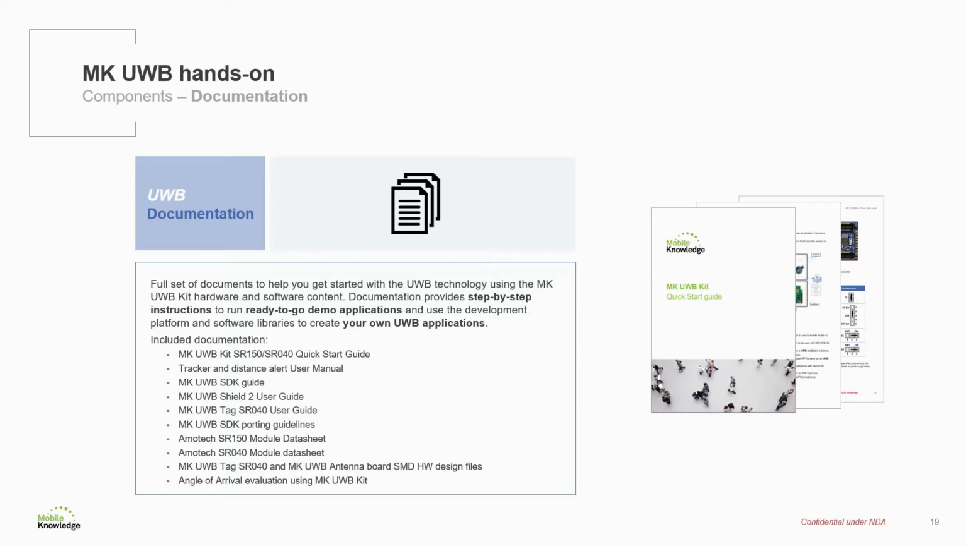It includes the MK Ultrawideband Kit SR150 SR040 Quick Start Guide, the tracker and distance alert user manuals, the MK Ultrawideband SDK Guide, the MK Ultrawideband Shield 2 User Guide, the MK Tag SR040 User Guide, the MK Ultrawideband SDK Porting Guidelines, the Amutech SR150 and SR040 modules datasheets, MK Ultrawideband Tag SR040 and MK Ultrawideband Antenna Board hardware design files, and angle of arrival evaluation using the MK Ultrawideband Kit. Now let's see how to set everything up step by step.